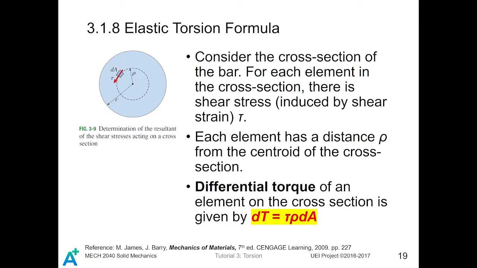The differential torque of an element on the cross-section, dT, equals the shear stress tau times the differential area, so those two terms multiplied together generate the force, which is dF. Then we multiply the differential force by the distance rho from the centroid to get the differential torque, which is given by tau rho dA.